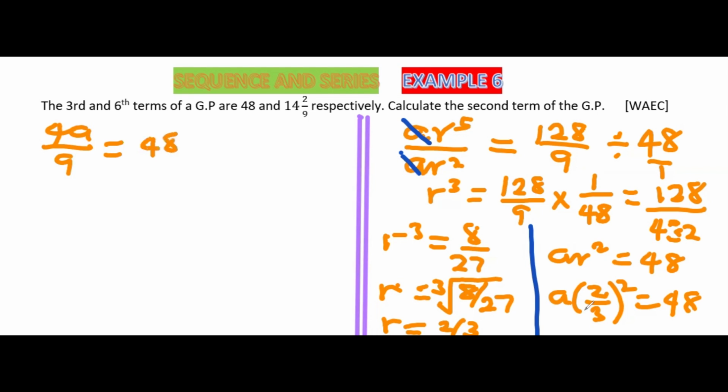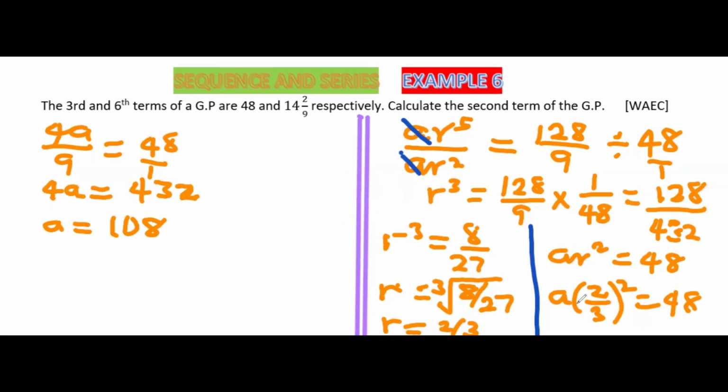To clear the fraction, you can cross multiply. So this will mean 1 times 4a, we have 4a equals 9 times 48. 48 times 9 gives us 432. We can now divide both sides by the coefficient of a, which is 4. So a becomes 432 divided by 4, and we obtain 108, as the first term.